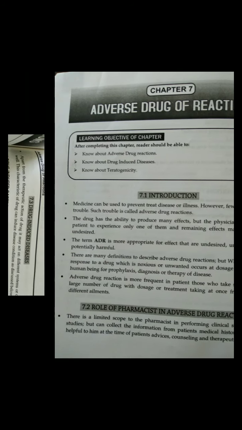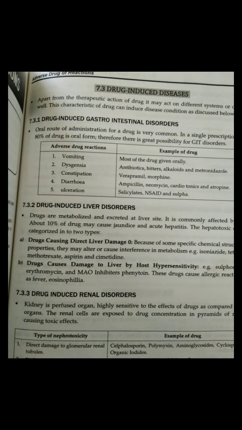Then next point is drug-induced diseases. In that, apart from the therapeutic actions of a drug, it may act on different systems or organs as well. Their characteristics of drug can induce the disease condition as discussed below. First is drug-induced gastrointestinal disorder, then drug-induced liver disorder, then drug-induced renal disorder, then drug-induced hematological disorder, then drug-induced dermatological reactions.